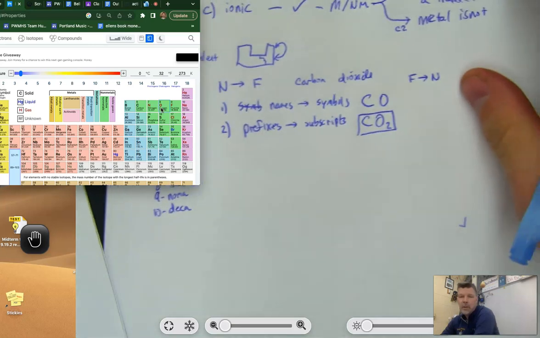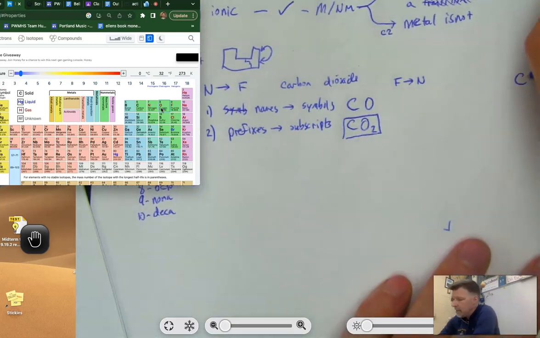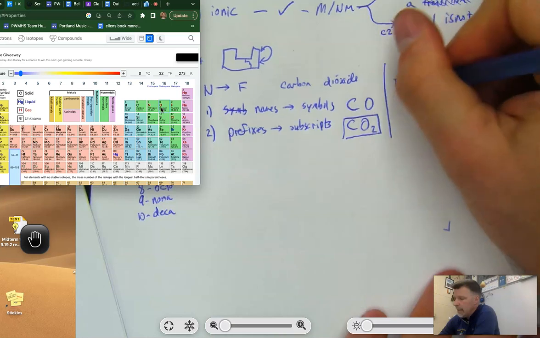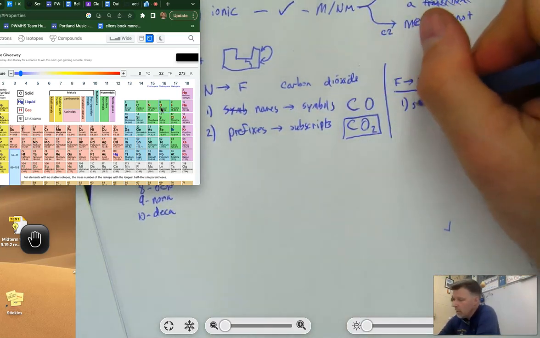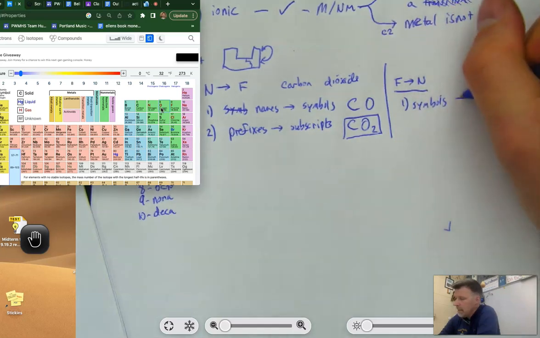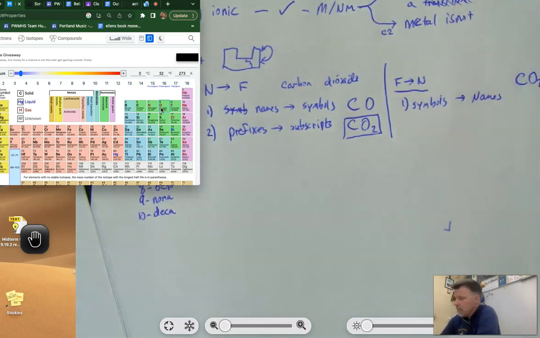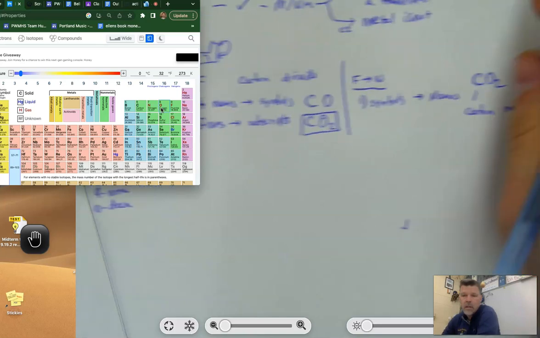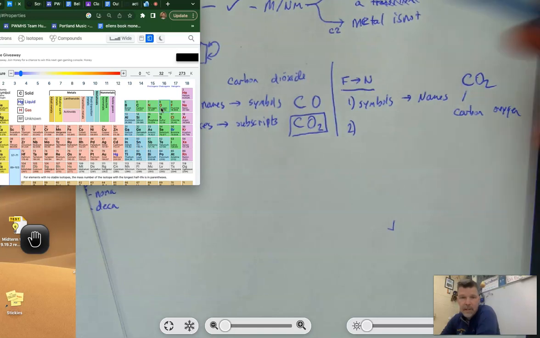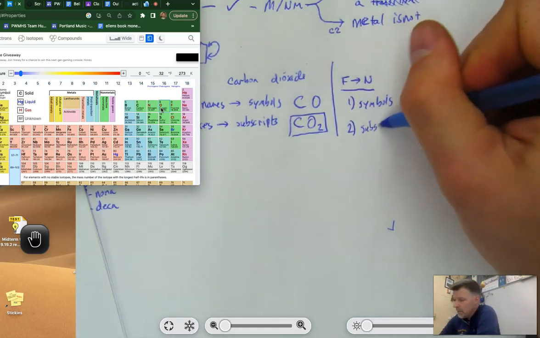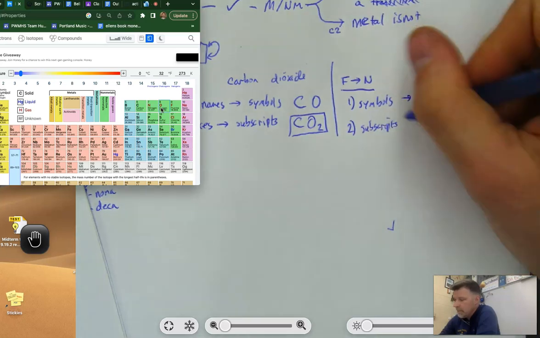If you're going the other way, let's say we wanted to go back from CO2, formula to name. Step 1, exact opposite. It said names to symbols. We want symbols to names. So C is carbon, O is oxygen. Step 2, exact opposite. Instead of the prefixes becoming subscripts, we're going to have our subscripts become prefixes. It's just the opposite.